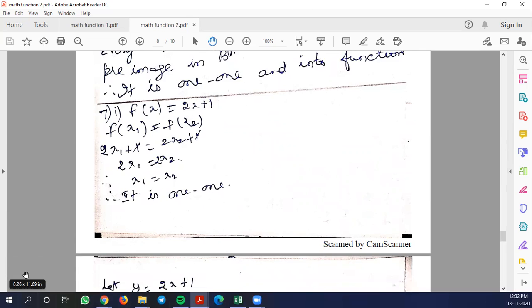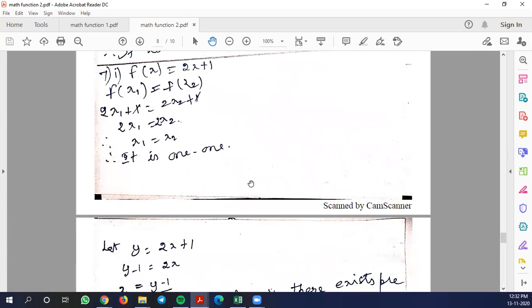So we'll check. First sum, f of x equal to 2x plus 1. So I told you already, if it is 1 to 1, then it is enough to show that x1 is equal to x2. For that, we are taking f of x1 is equal to f of x2. So what is f of x1? 2x1 plus 1 equal to 2x2 plus 1. Now 1 gets cancelled. So it is 2x1 is equal to 2x2. Again, this 2 gets cancelled. So you are getting x1 is equal to x2. Therefore, it is 1 to 1.